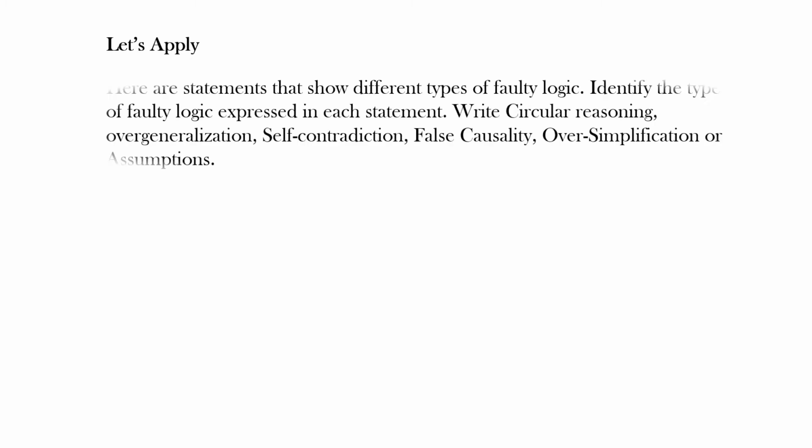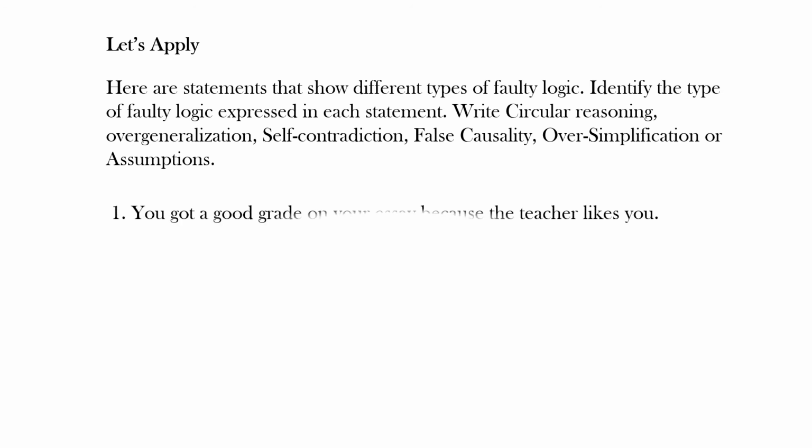Well, let's take a quiz. Let's apply what you have learned. Here are statements that show different types of faulty logic. Identify the type of faulty logic expressed in each statement: circular reasoning, overgeneralization, self-contradiction, false causality, oversimplification, or assumptions. Alright, let's take number 1.